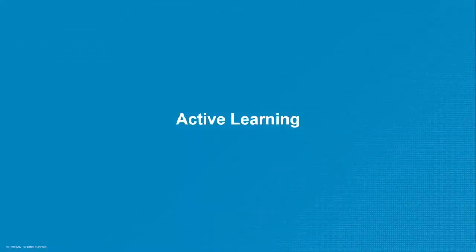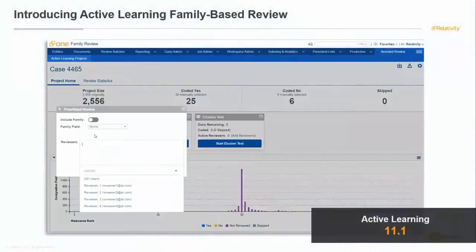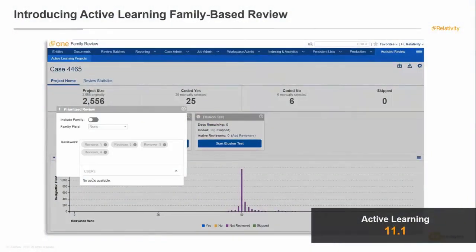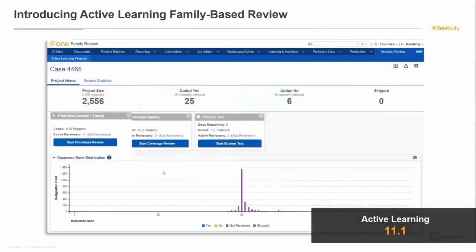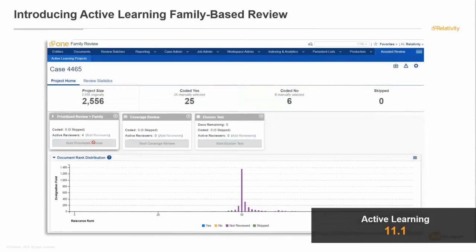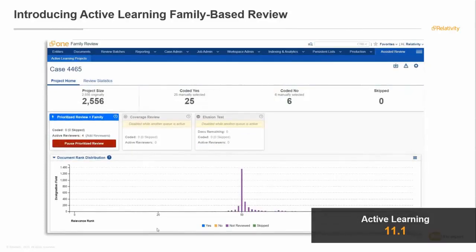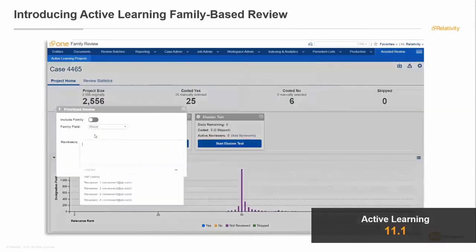A change that we've made to active learning is we have introduced family-based review. So you now have the option to keep families, such as emails and attachments, together so you can meet any review protocol need that might come up. It's very simple for a project administrator to turn on family-based review.